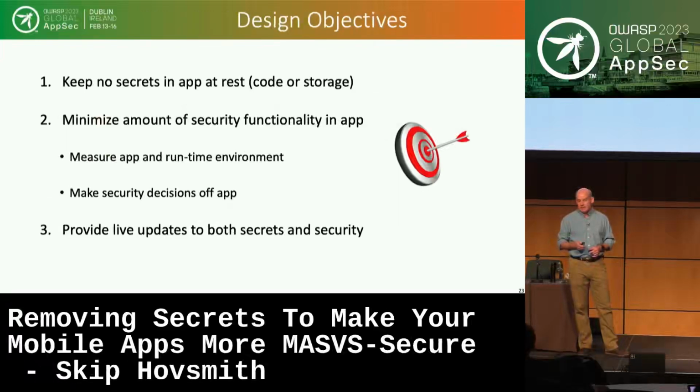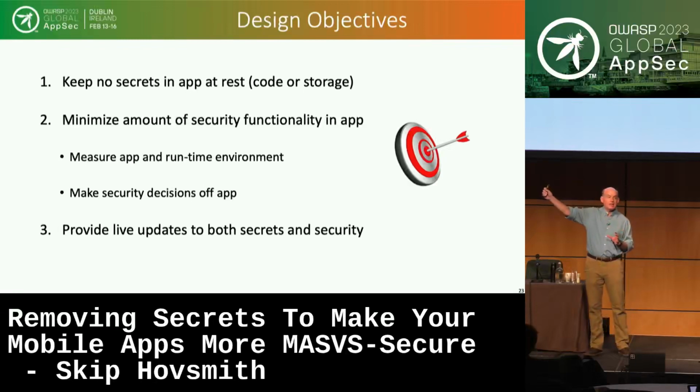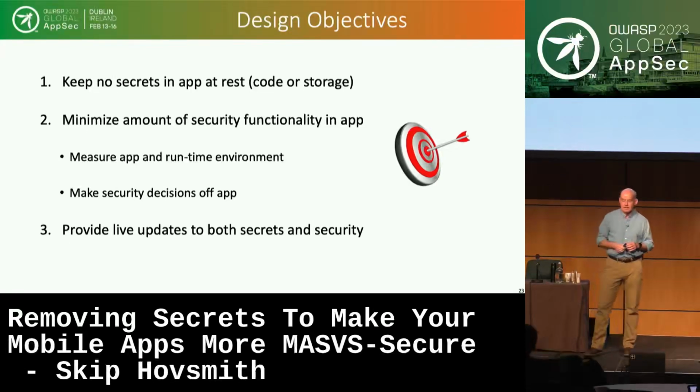So what I'm proposing, and how I look at advancing this, is I don't want any secrets in the application. I want them off in the cloud somewhere. I don't want them ever to be at rest inside the app. I don't want them hard-coded in the code. I don't want them stored in some secure storage area. I also want to minimize the amount of functionality in the app. So how much of the detection capability that's there can I get off the app and out into the cloud, so that decisions, just like they were with Play Integrity, were being made off the app?